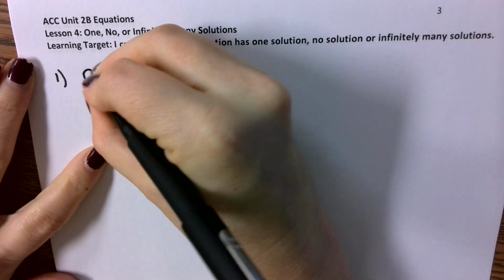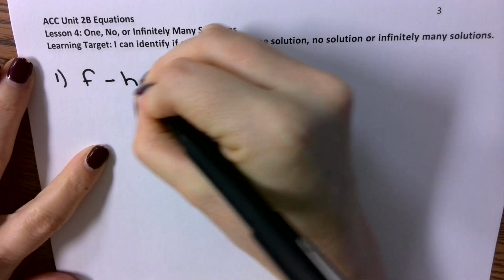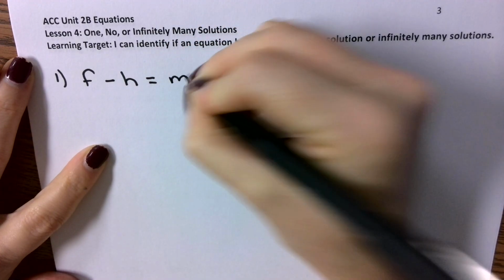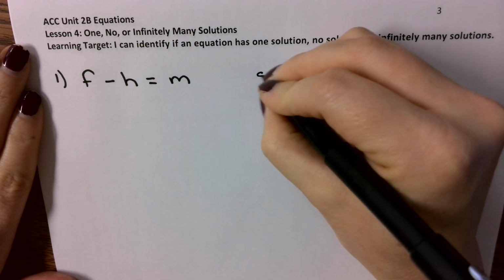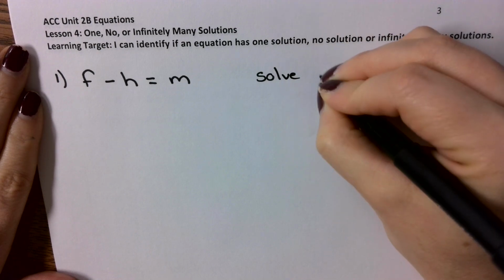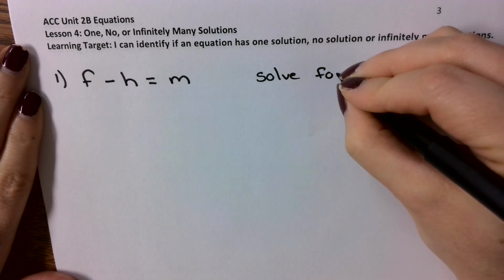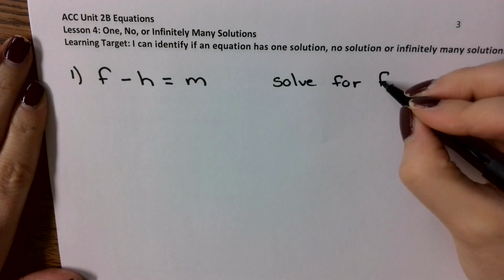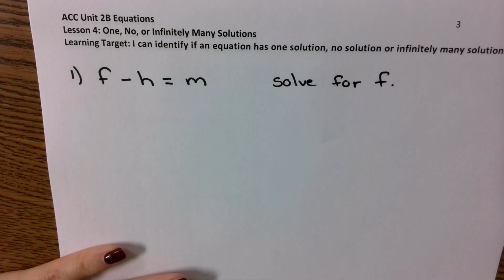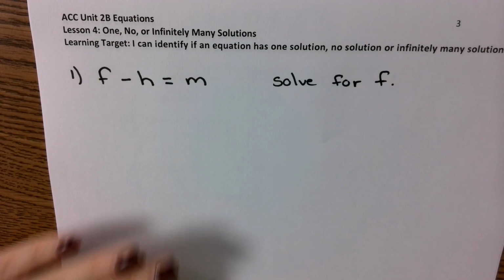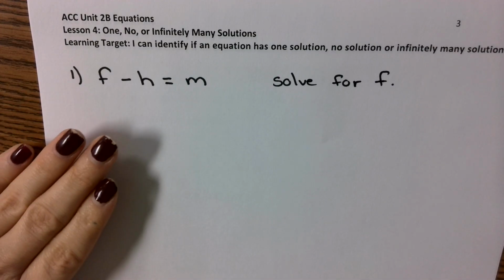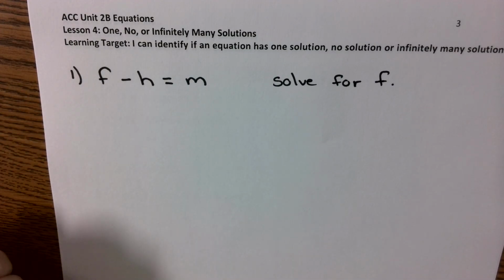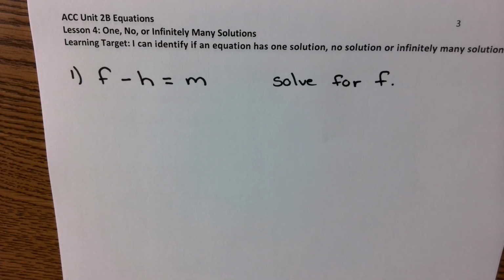I have f minus h is equal to m. And I'm saying, hey, I want you to go ahead and solve for f. Okay, this is called a literal equation. You can still solve for it. You're just not going to get a number for your answer. You're going to get an expression instead of a numerical value.